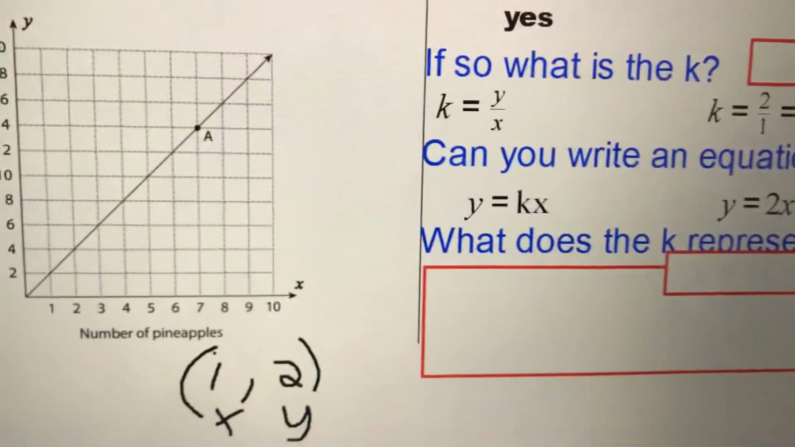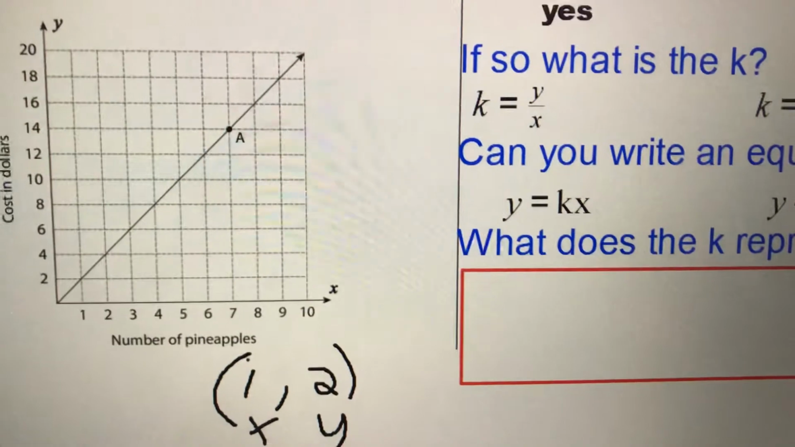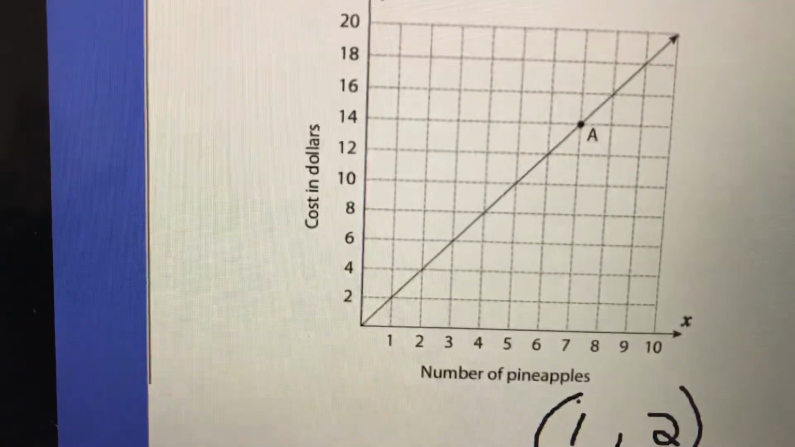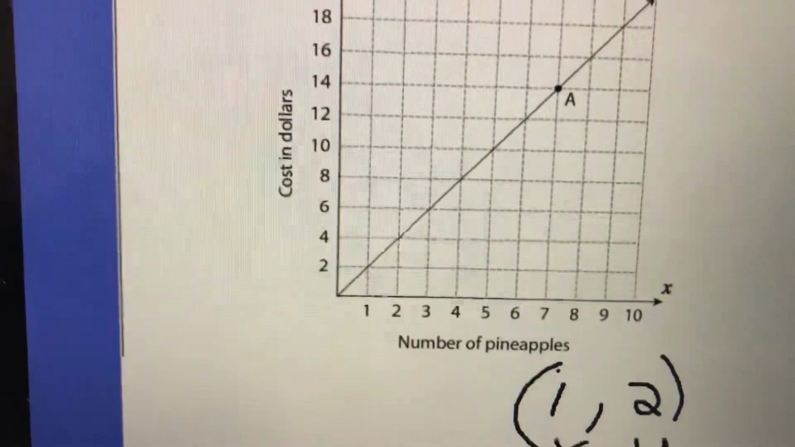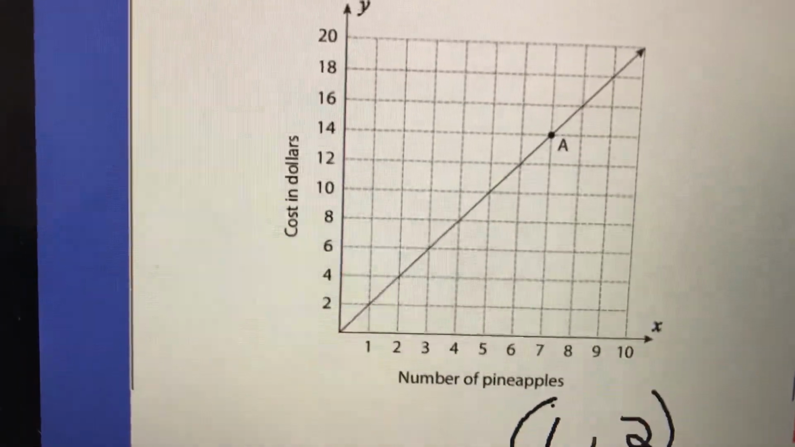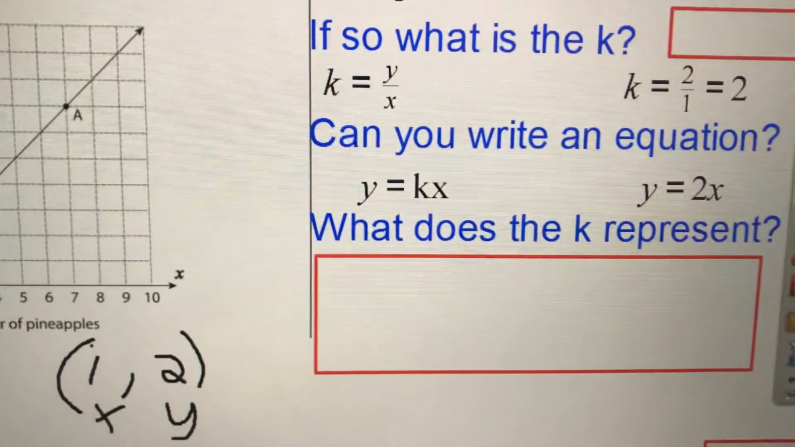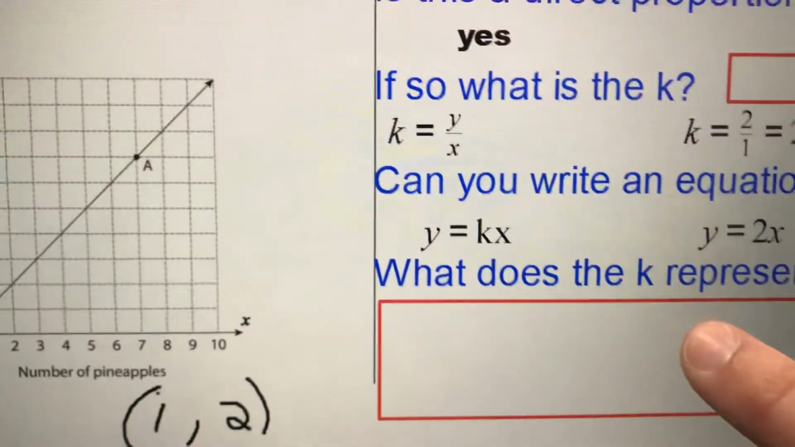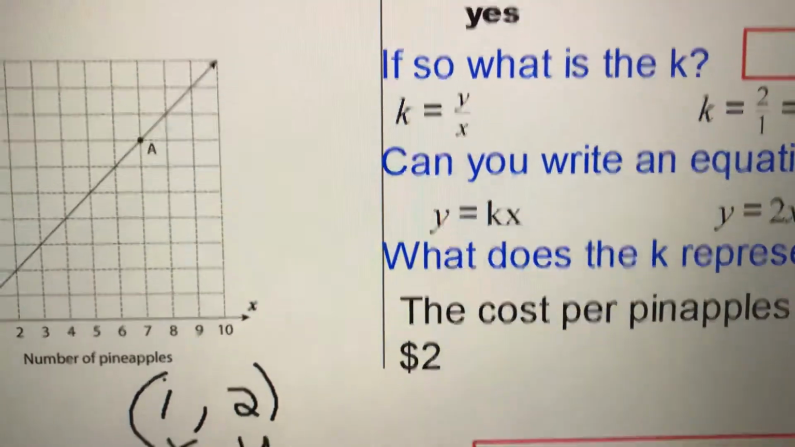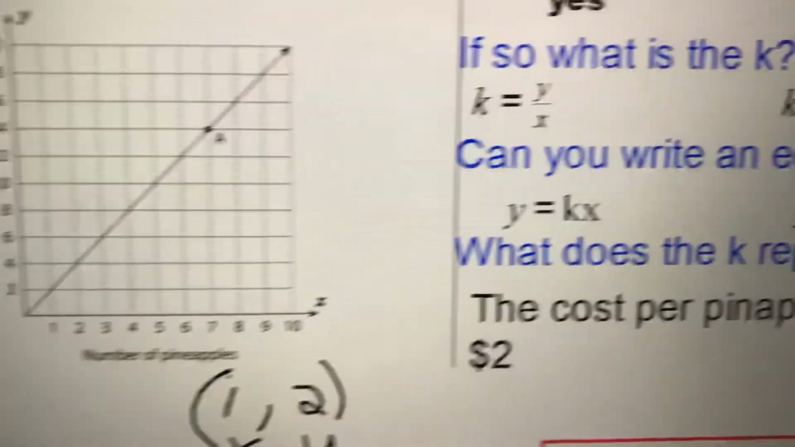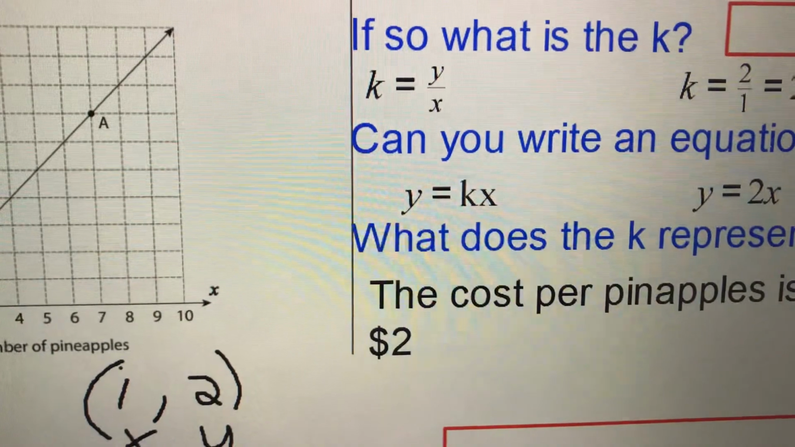What does the k represent in this scenario? Well, what are we talking about, guys? We're talking about Hannah and Nancy buying some pineapples, right? And not only are we looking at pineapples, we're looking at the cost of those pineapples. So our k is always going to be that unit rate or that unit price. And in this scenario, it's the cost per pineapple. The cost per pineapple is $2, okay?